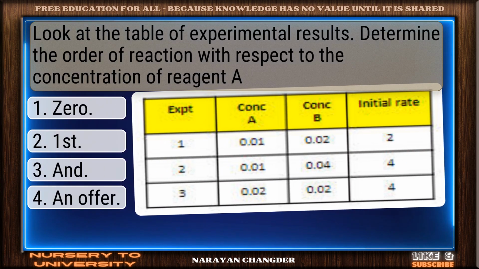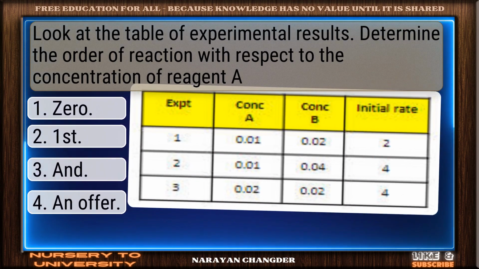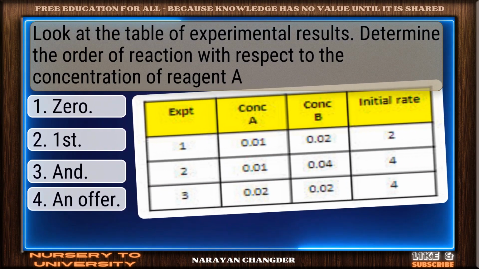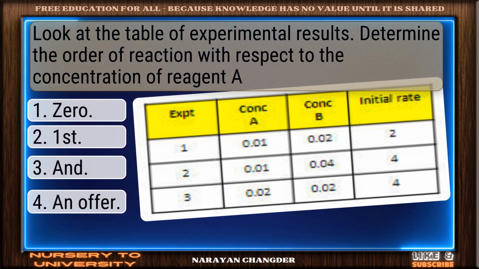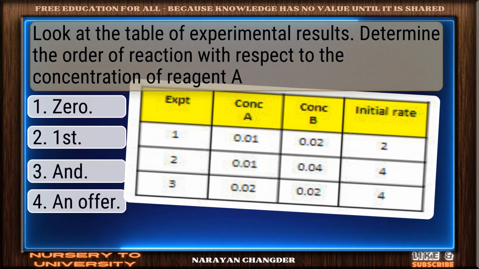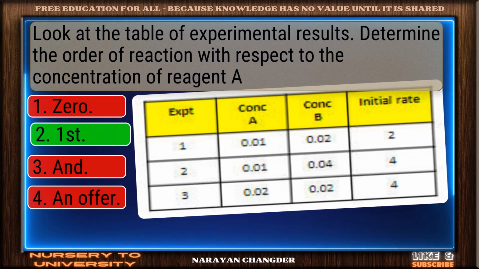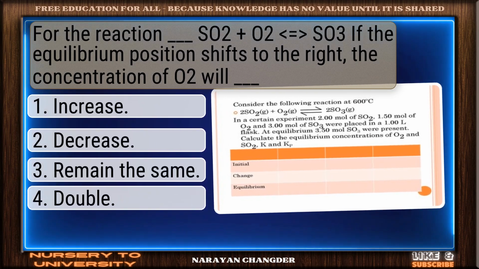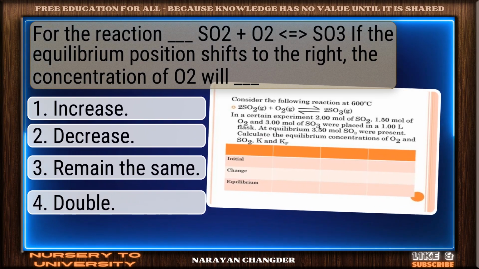Look at the table of experimental results. Determine the order of reaction with respect to the concentration of reagent P. Option 1, 0. Option 2, first. Option 3, second. Option 4, third. Right choice, first.